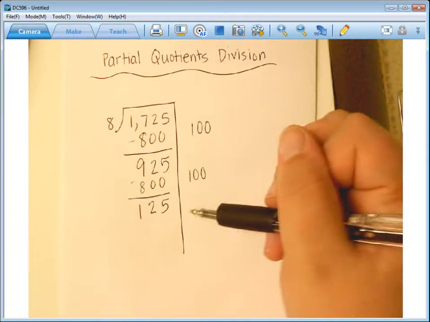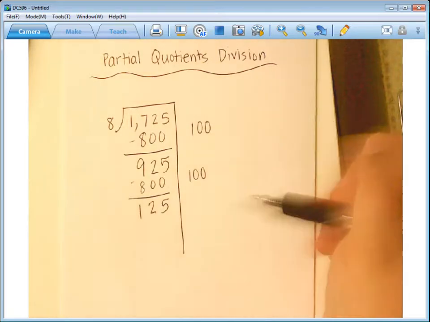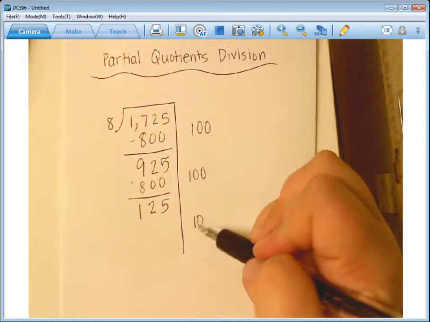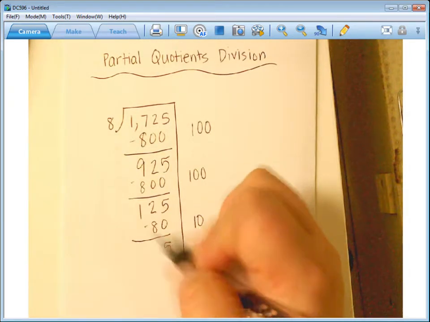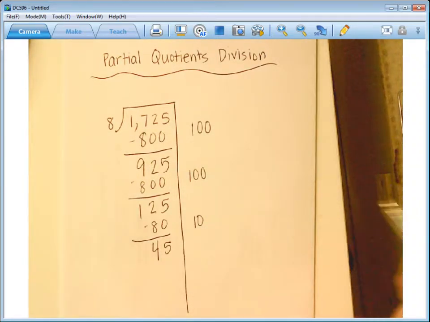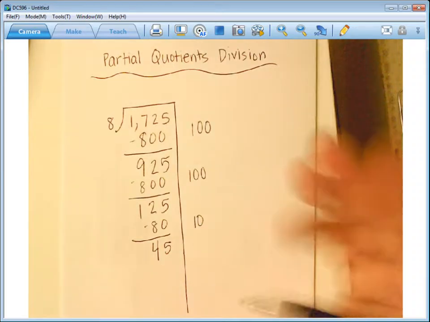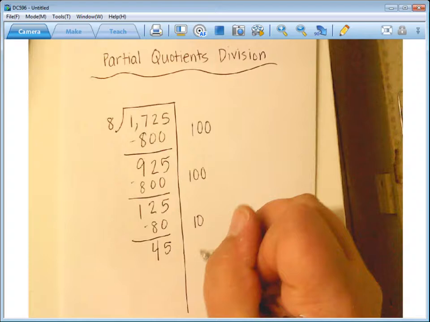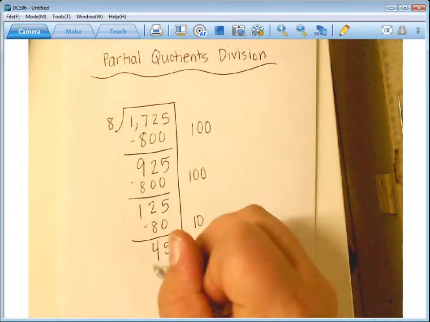So now I have to think about my tables of 8. And I'm just going to pick an easy fact. I'm going to do 10 groups of 8. 10 groups of 8 will give me 80. When I subtract, I'm now down to 45. So now I'm going to think what times 8 is close to 45, but not more than 45. So I'm going to do 5 groups. 5 groups of 8 will give me 40.